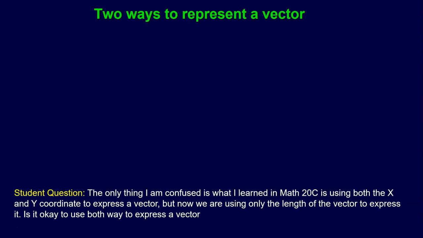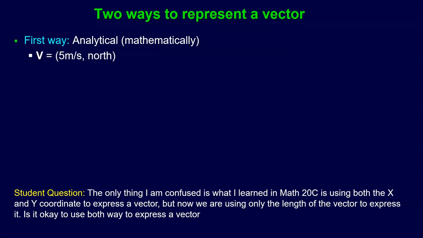Now, there's two ways to represent a vector, so let's go through and figure out these two ways. The first way is analytically, so the mathematical way. For instance, oftentimes we write a vector in a little parentheses form here. This is a velocity, the one we talked about earlier, where the magnitude is 5 meters per second, and the direction is north. That's a totally fine way to represent a vector.